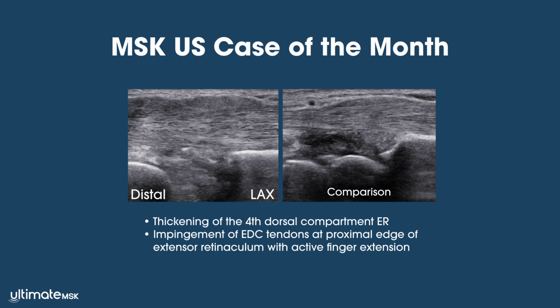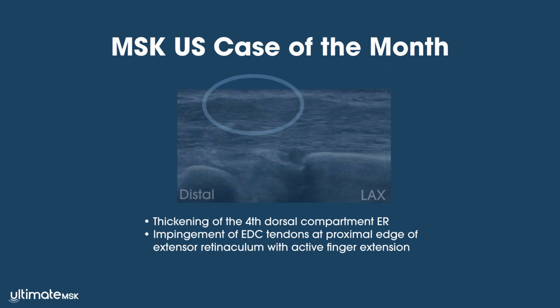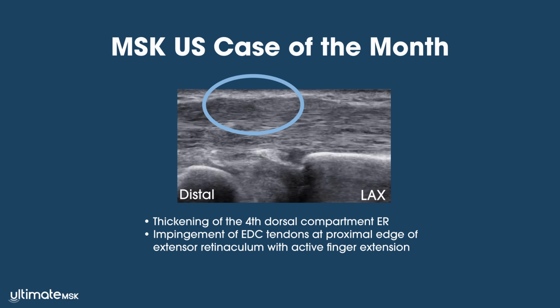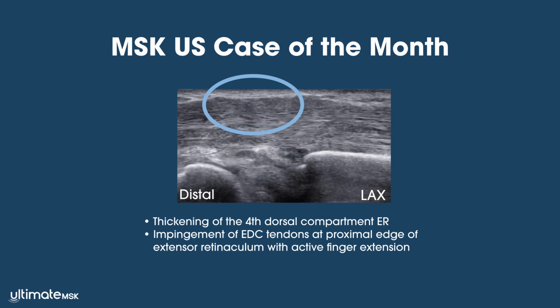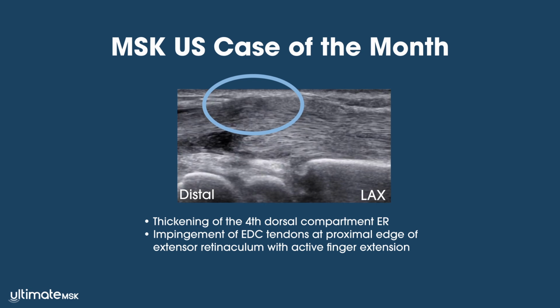The ultrasound image is a long axis view of the fourth dorsal compartment extensor retinaculum with a contralateral comparison. Distal is to the left. The involved side demonstrates a thickened retinaculum compared to the asymptomatic side. During dynamic active finger extension, the extensor digitorum communis tendons are viewed impinging against the proximal edge of the extensor retinaculum, restricting their movement through the fourth dorsal compartment.